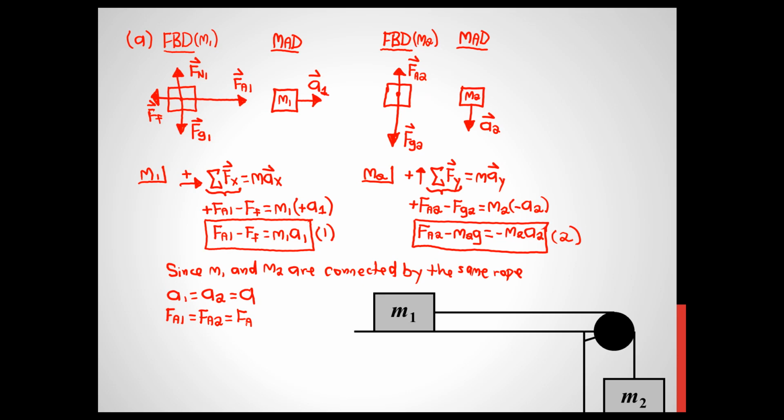Okay, now I'm just going to rewrite the equations up here, just without the subscripts. So let's rewrite equation 1. So equation 1 would now be FA minus FF is equal to M1 times A. Maybe we'll call that equation 3 now.